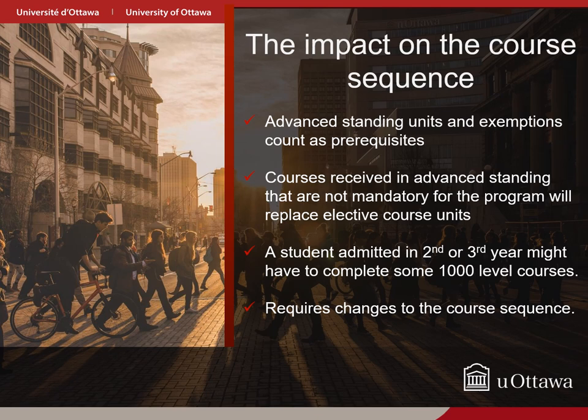So being granted advanced standing has an impact on your course sequence. They do count as prerequisites. So if you receive advanced standing for a 1000 level course, you will be able to take the following course. The courses that you do receive in advanced standing and that are not mandatory for your program will replace elective course units. Keep in mind that if you're admitted in second or third year, you might still have to complete some 1000 level courses, but this is normal. And finally, it requires changes to your course sequence if you do receive advanced standing, and we'll show this in an example.